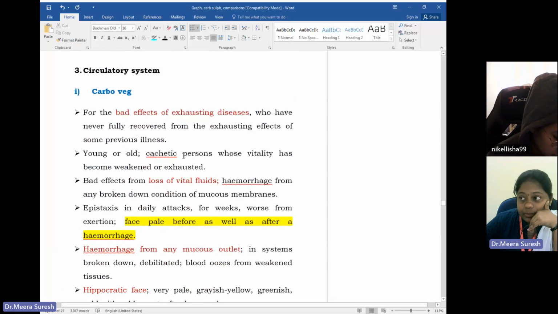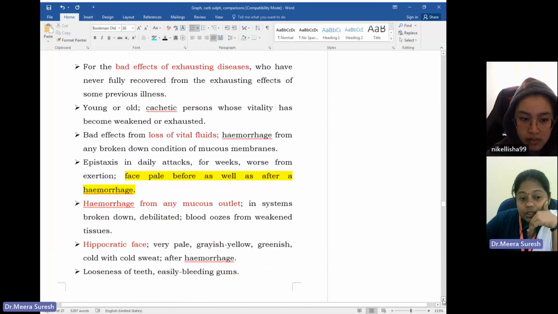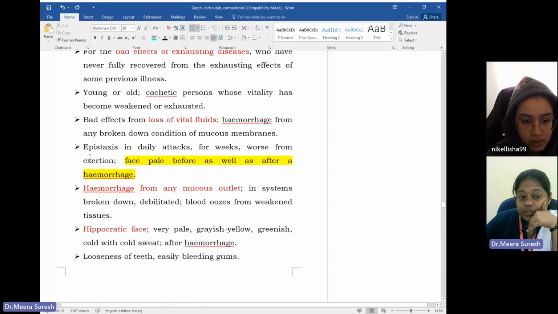Cachectic person, cachectic means the cachexia, the terminal condition, the cancerous cachectic person whose vitality is weakened or exhausted. Bad effects from loss of vital fluids, and it can be anything. Post cholera. So cholera means the intestinal fluid being lost, or it can be due to hemorrhage. And hemorrhage can be from any mucous membrane. There can be epistaxis.